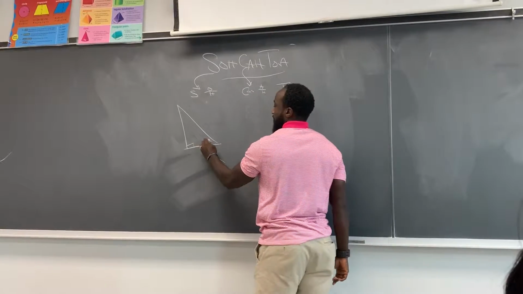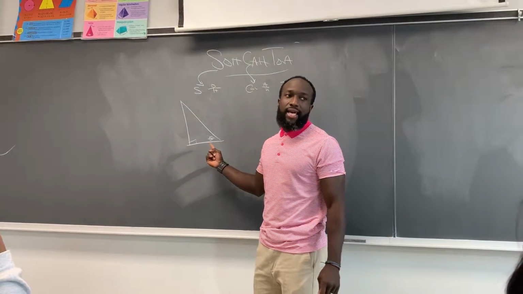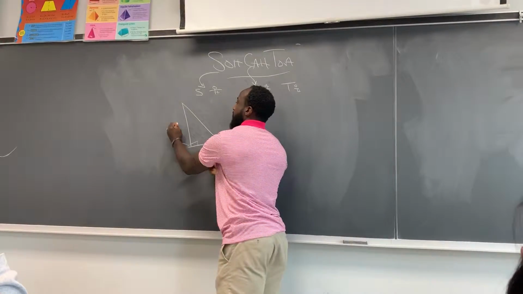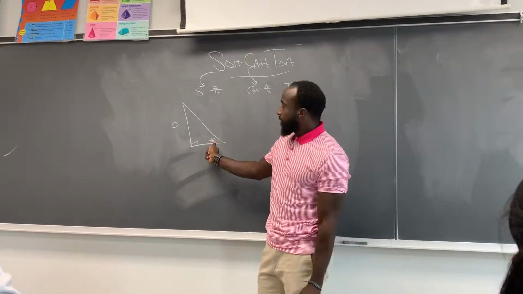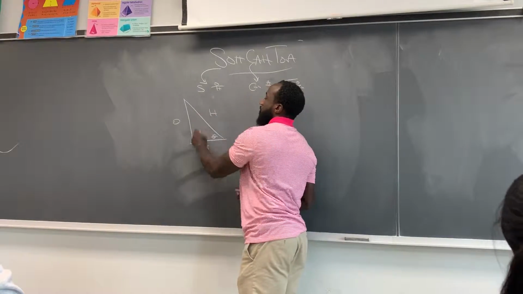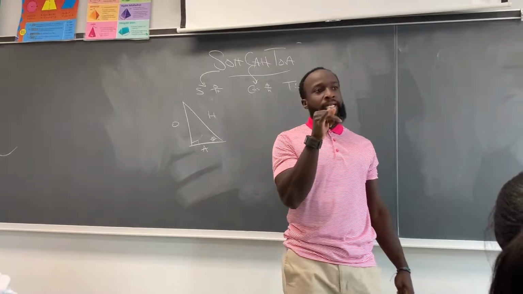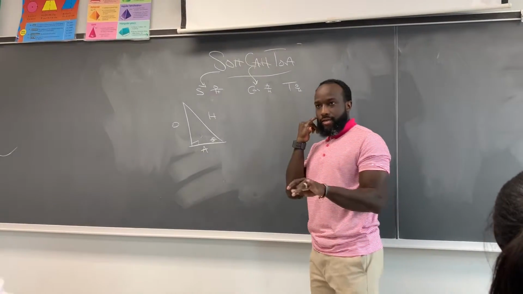If we're looking at this angle here, the opposite side of this angle is the side that is furthest away from the angle. That's O. The side connected to this angle is the adjacent, and the hypotenuse is always the longest side. It's the side furthest away from the 90 degrees. Alright? Y'all good so far?